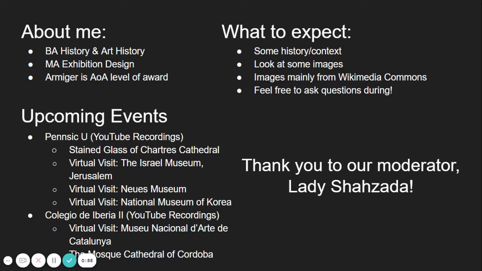Now, what to expect of this presentation is I'm going to talk about some of the history and context of the building. We'll look at some images. Wikimedia Commons is great for finding images. If you haven't used it before, I would definitely recommend it. If we're doing this class live, I always recommend asking questions during it, but this is a recording, so that won't be happening.